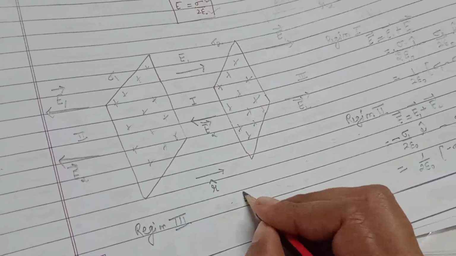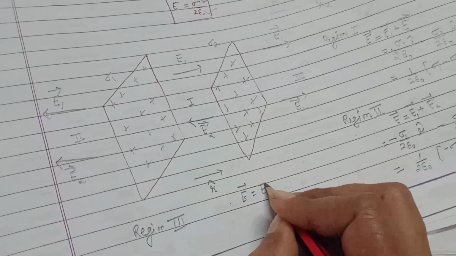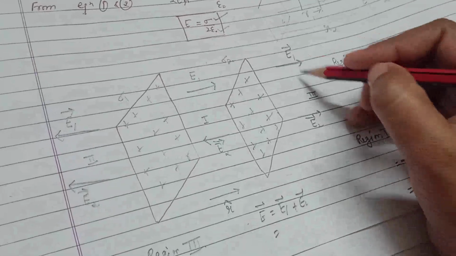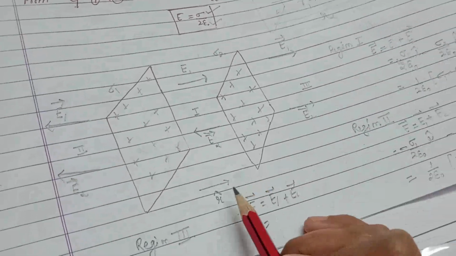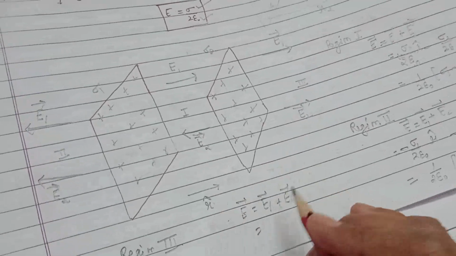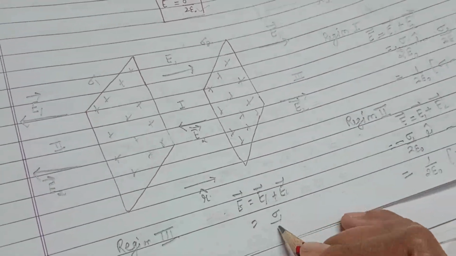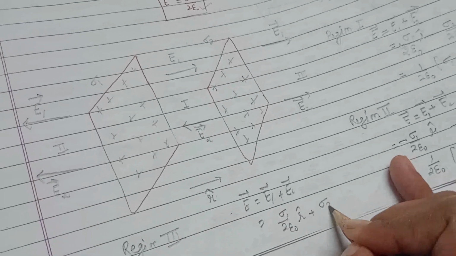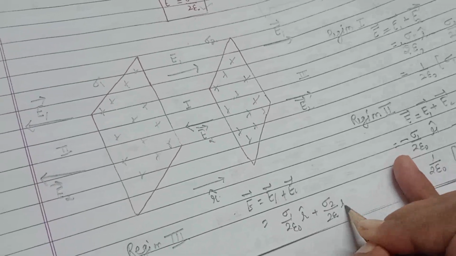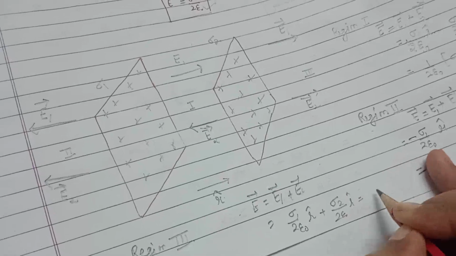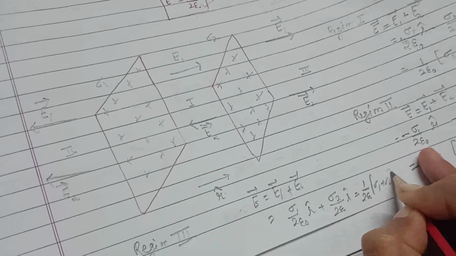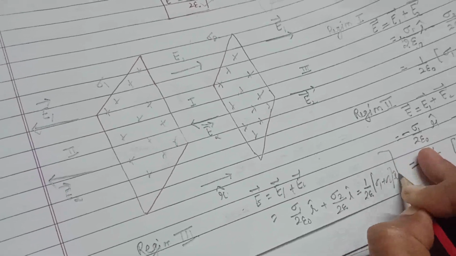Write down that the net electric field is equal to E1 plus E2. Both electric fields have a direction similar to the direction of the unit vector. So write down here sigma 1 divided by 2 epsilon naught r unit vector, plus sigma 2 divided by 2 epsilon naught r unit vector. So take the common term, 1 by 2 epsilon naught, sigma 1 plus sigma 2 r unit vector.